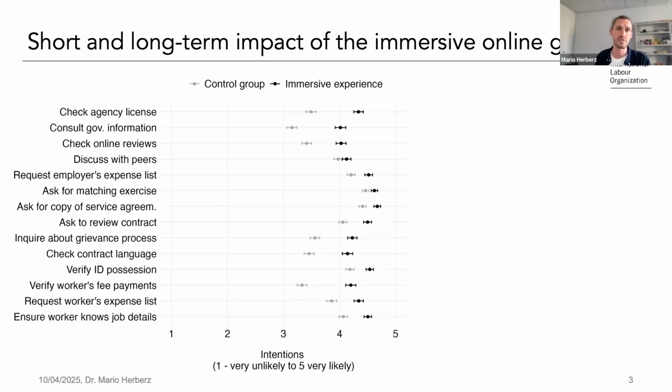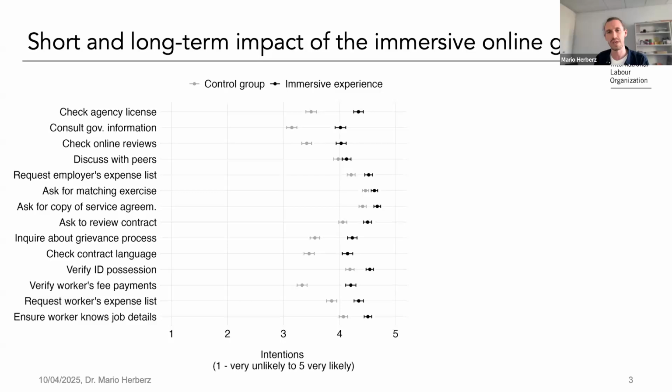And what we could observe in the results was that very consistently across almost all of these actions, participating in the online immersive game increased intentions to adhere to the fair recruitment practices among employers. So this was already a nice validation of this awareness raising tool of the hiring challenge. But then we wanted to go one step further, okay? Because we know that intentions do not always translate into actions.